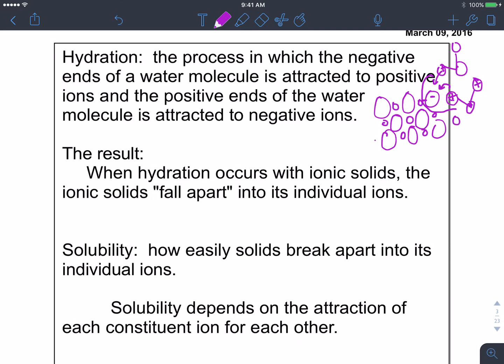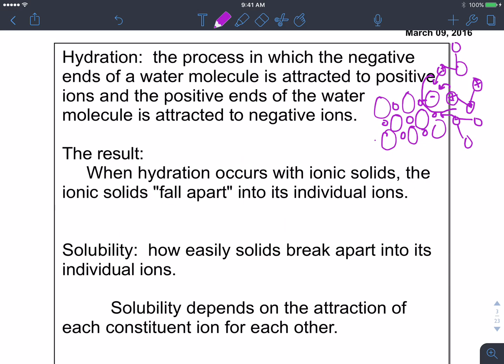Then the oxygen end of the water molecule will come in and it'll be attracted to the sodium. Again, when there's enough water molecules, it will pull on that sodium with more force than the electrostatic force connecting the sodium and the chlorine, and it'll pull that sodium away. So that's really what dissolving is when you're talking about ionic compounds such as salt.